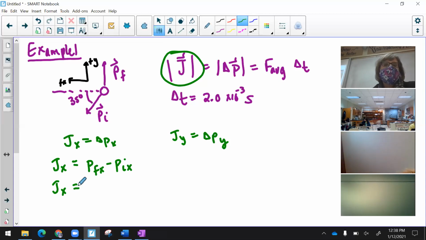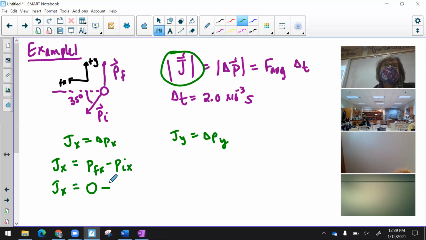And what's P final x? 0, right? Because where is all of the momentum afterwards? In the y direction. So obviously there's got to be some force that's responsible for stopping all of the x momentum and giving us only y momentum afterwards. And then I need to know what P initial x is. The initial momentum is in the x direction.